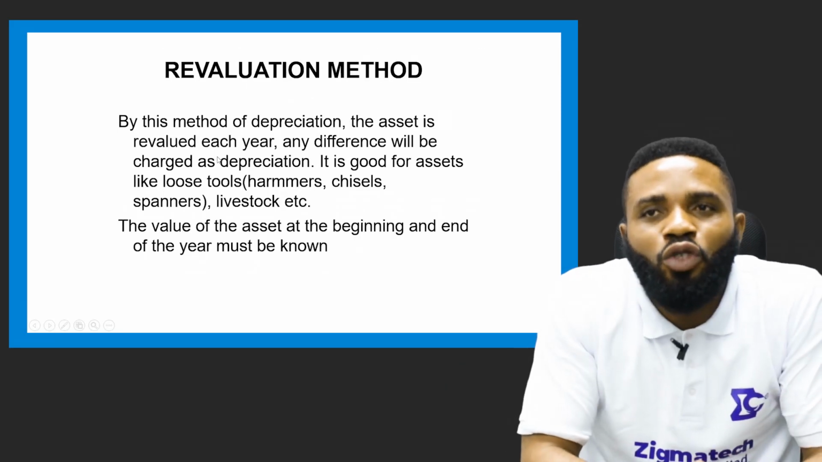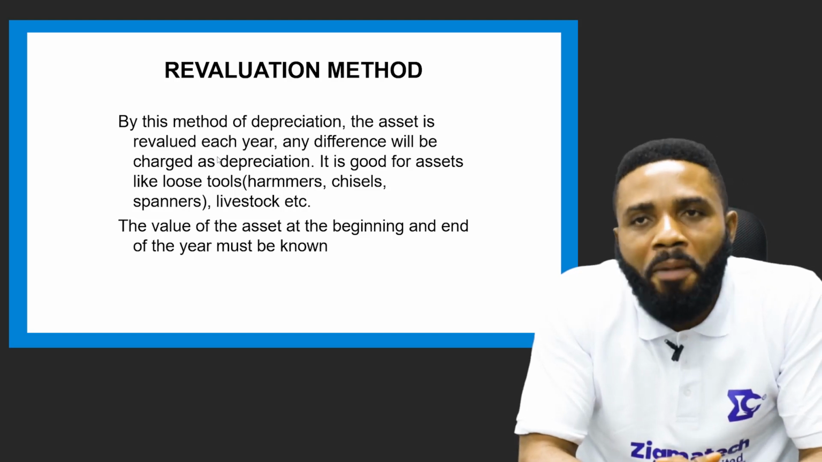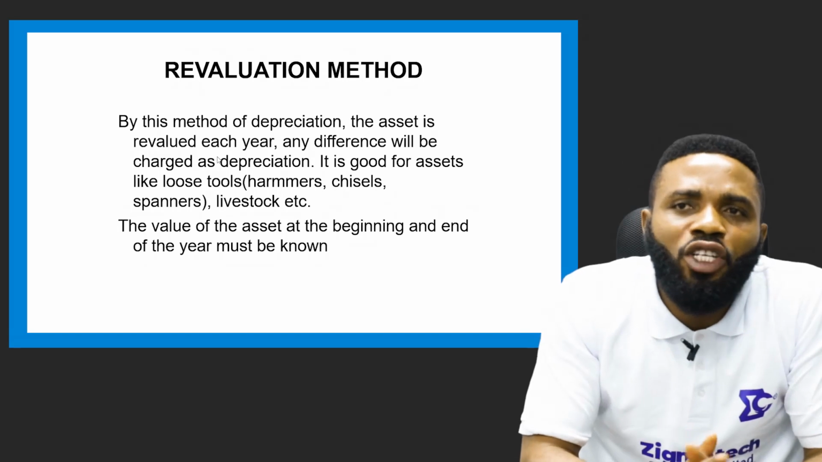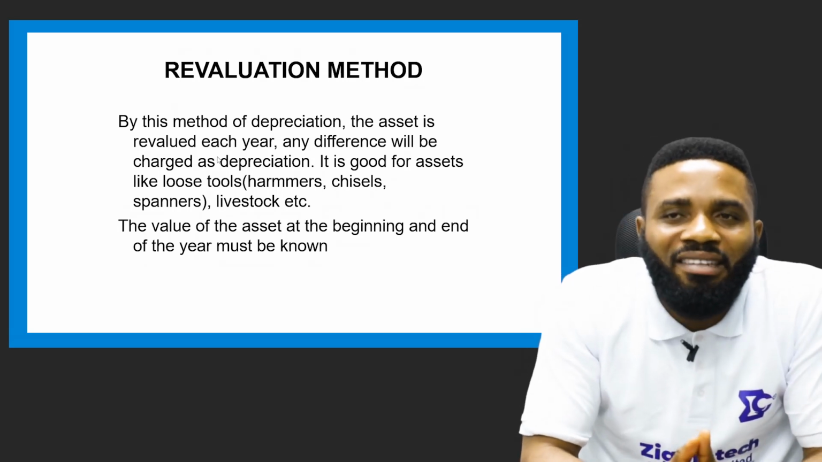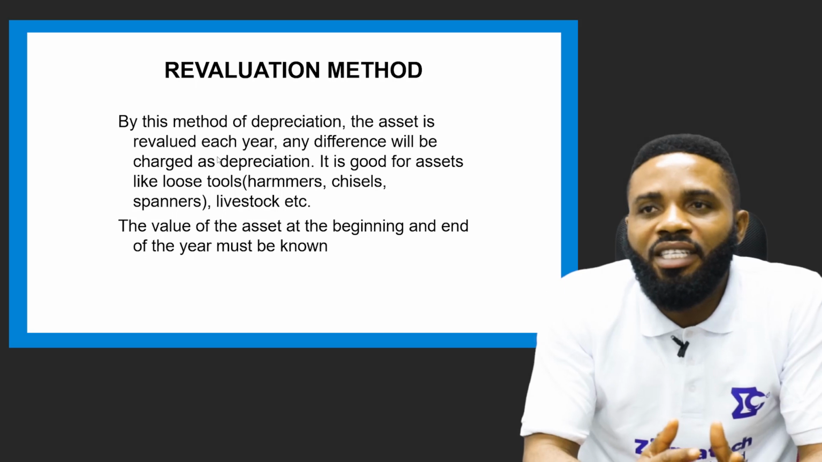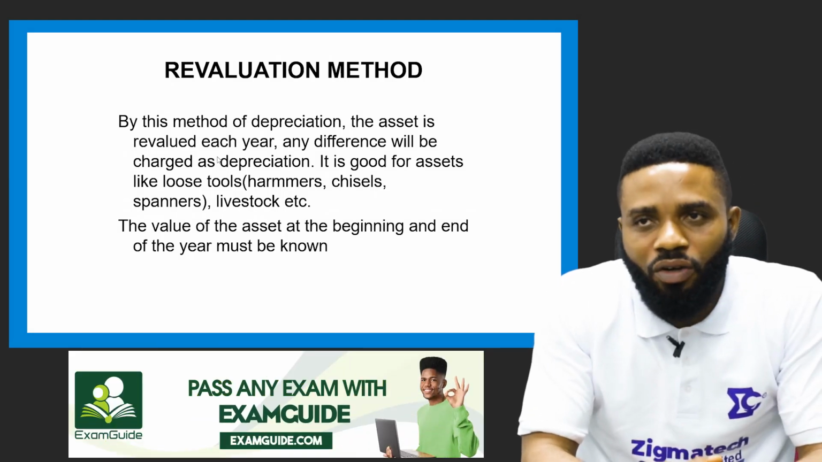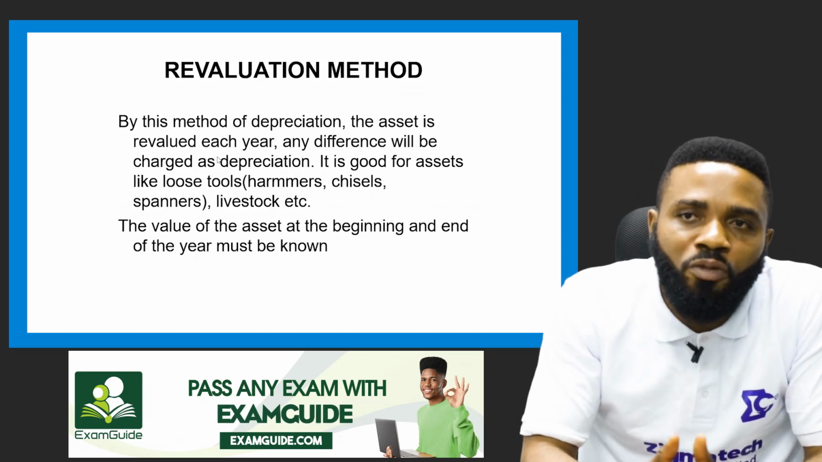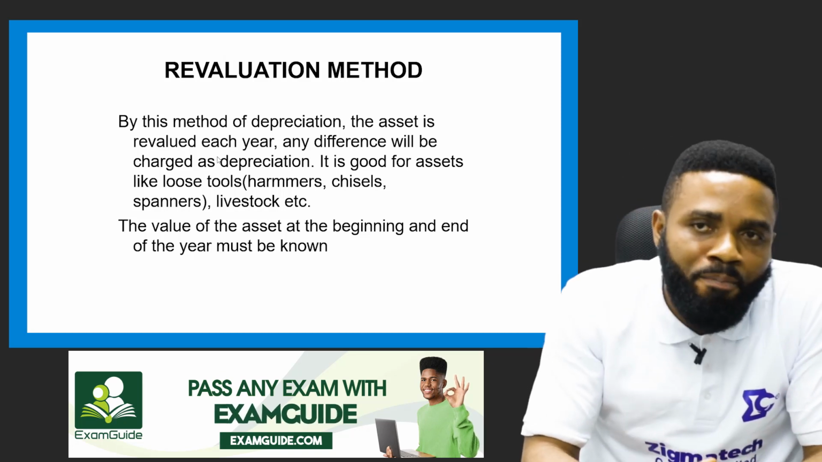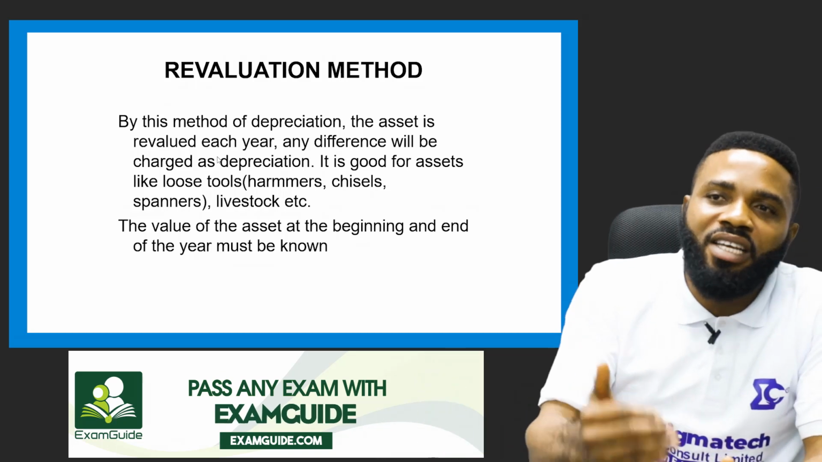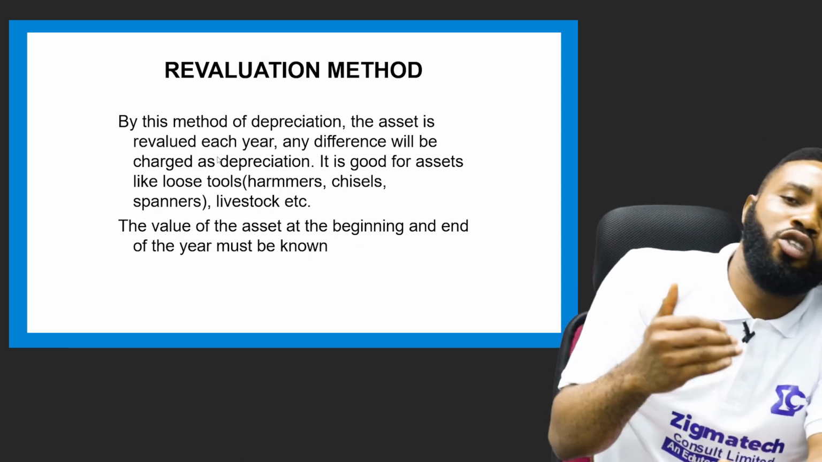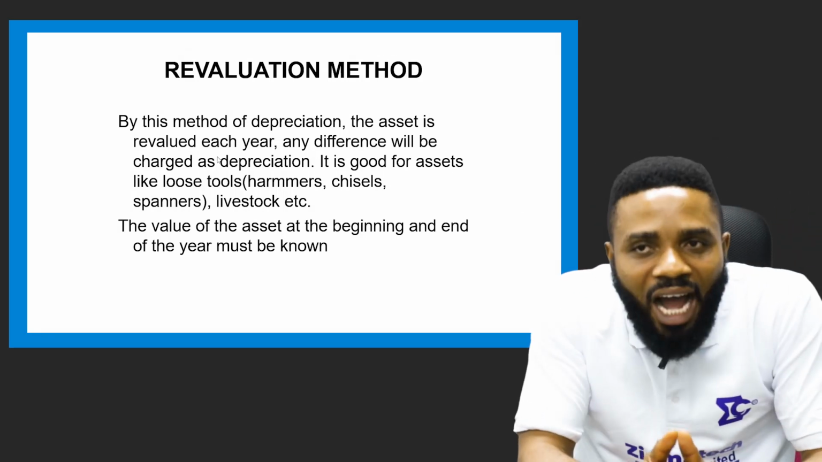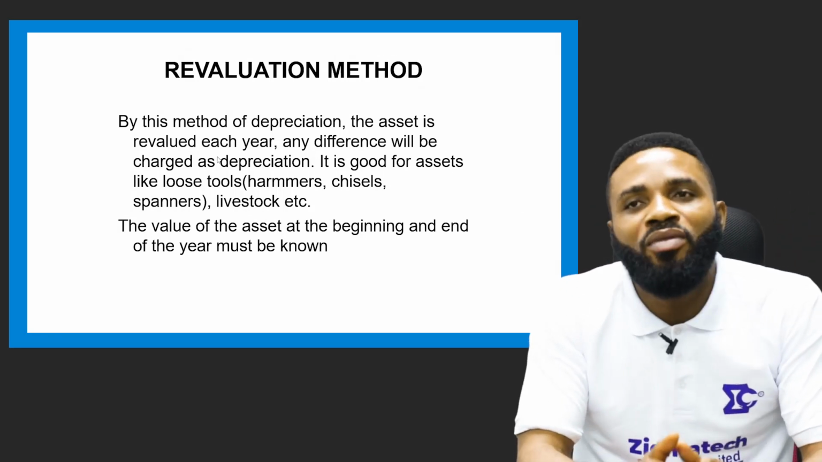The next method is what we call the revaluation method. By this method of depreciation, the asset is revalued each year. Any difference will be charged as depreciation. It is good for assets like loose tools, hammers, chisels, spanners, livestock, etc. The value of the asset at the beginning and end of the year must be known. Like I said before, I will always want to bring it down for students to understand the method.